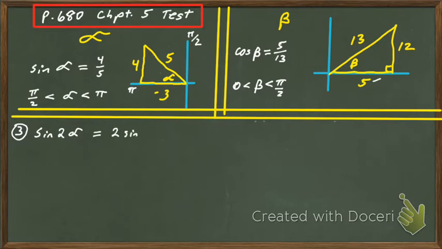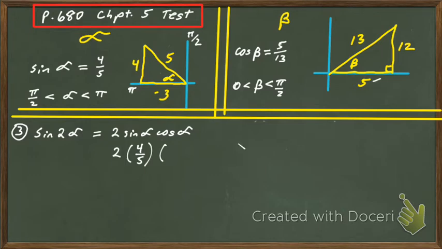Is it 2 sine cosine? Am I wrong? So what's sine of alpha? I believe it's given to be 4/5, isn't it? Sine of alpha is 4/5. What's cosine of alpha?